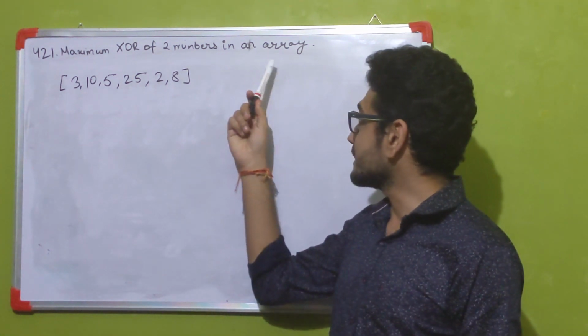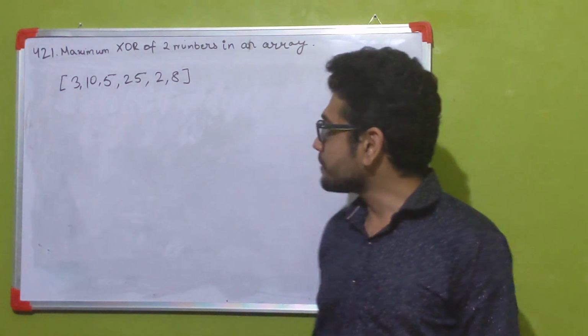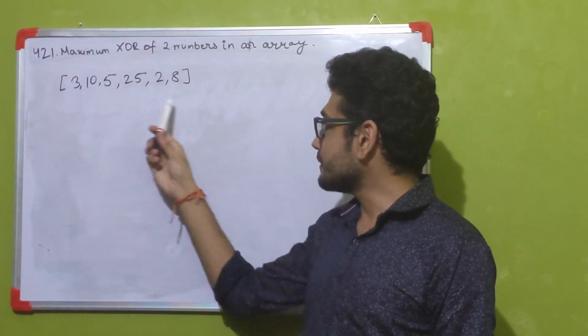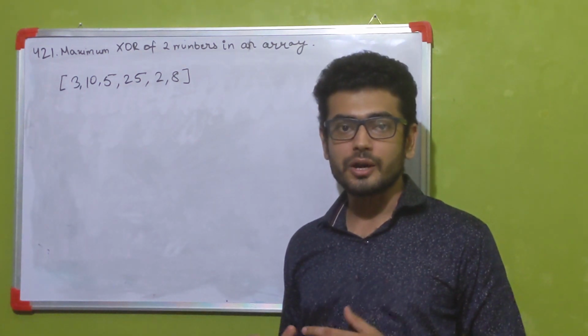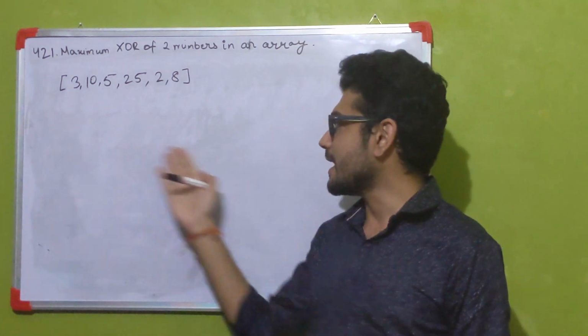Today we are going to discuss another interesting problem on LeetCode, which is maximum XOR of two numbers in an array. According to this problem, we have been given a set of numbers and we need to find a pair whose XOR is greater than any other pair in this array.